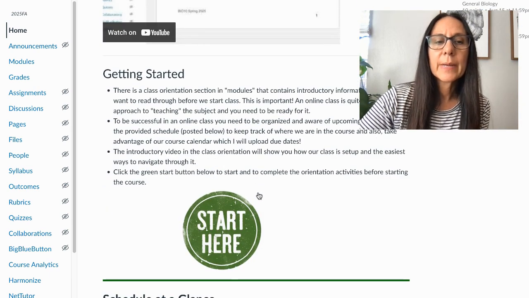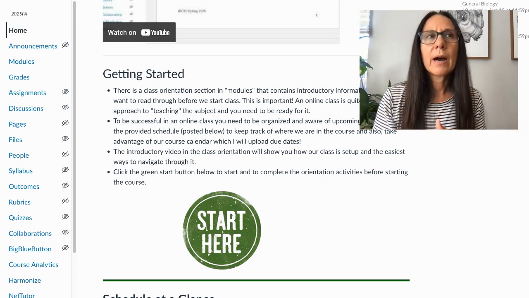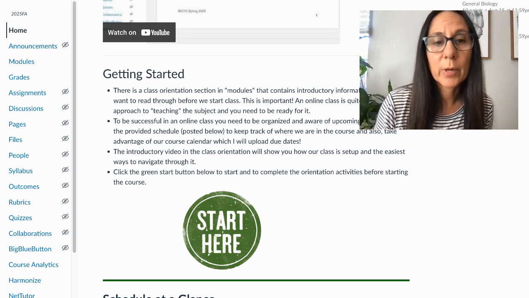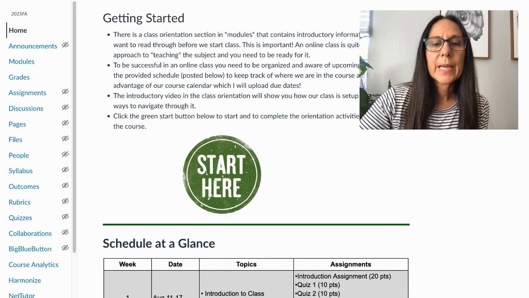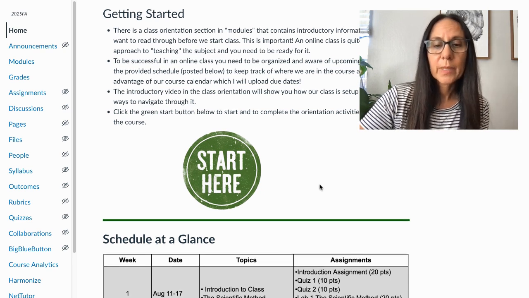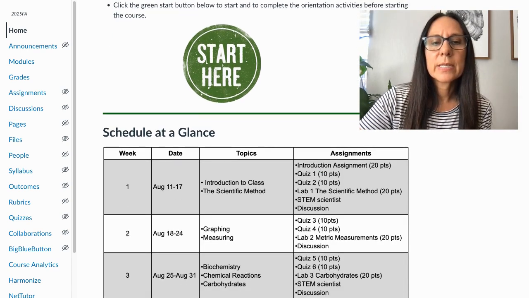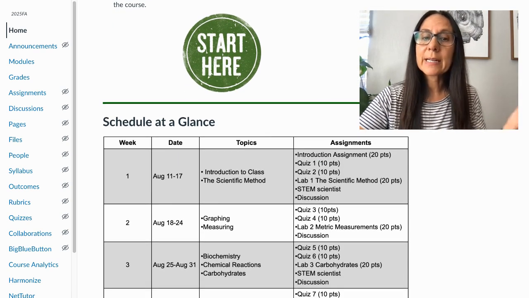And in the class, there's an orientation that I would like you to go through just to get you acquainted with all the different parts of the class. And to get there, you're going to hit this green start button. Okay. But before we do that, I just want to show you this home page. And here is the schedule of the class at a glance.